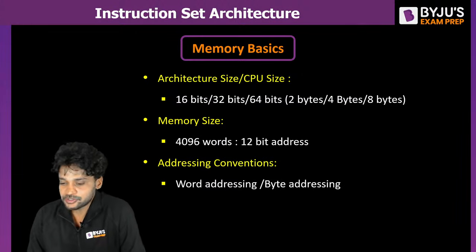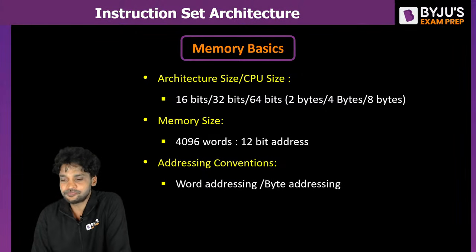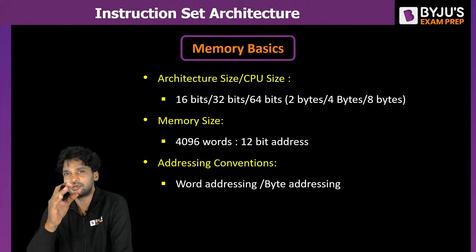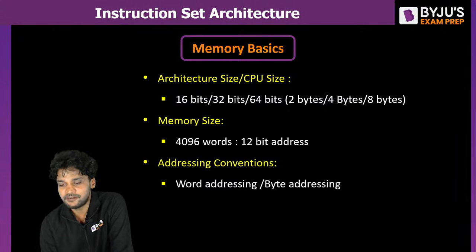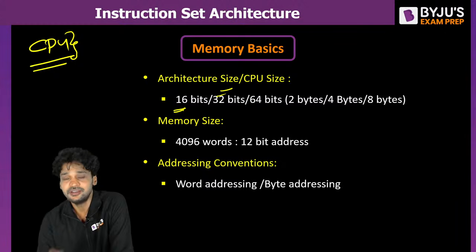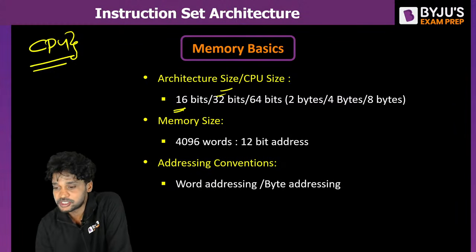In order to understand any architecture, any CPU, first of all we need to take an example CPU. Now, the total computer architecture I am going to explain from the perspective of a simple CPU. In the simple CPU that we are designing, the architecture size is equal to 16 bits. The example CPU that I am taking is 16 bits. Sir, what is architecture size?